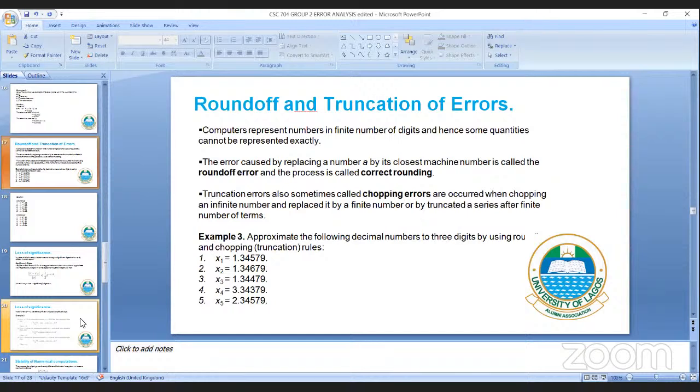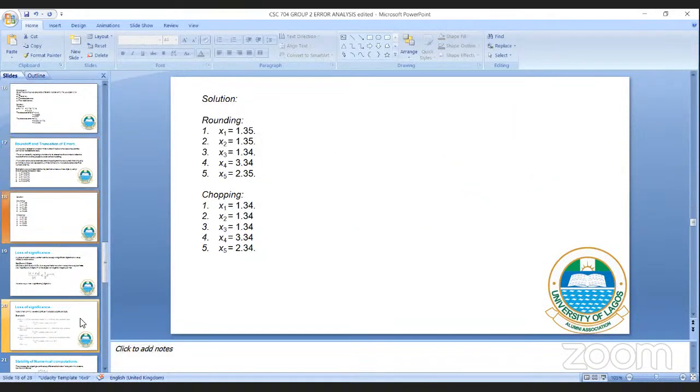Now we are talking about round-off and truncation error. I'm going to explain it briefly. The error caused by replacing a number by its closest machine number is called round-off error, and it's also called correct rounding. This is an example. We approximate the following decimal numbers to 3 digits by using rounding and chopping truncation rules. These are the values already, and we all know how to round off from secondary school. This is how you get the rounding, and this is how we get the chopping.